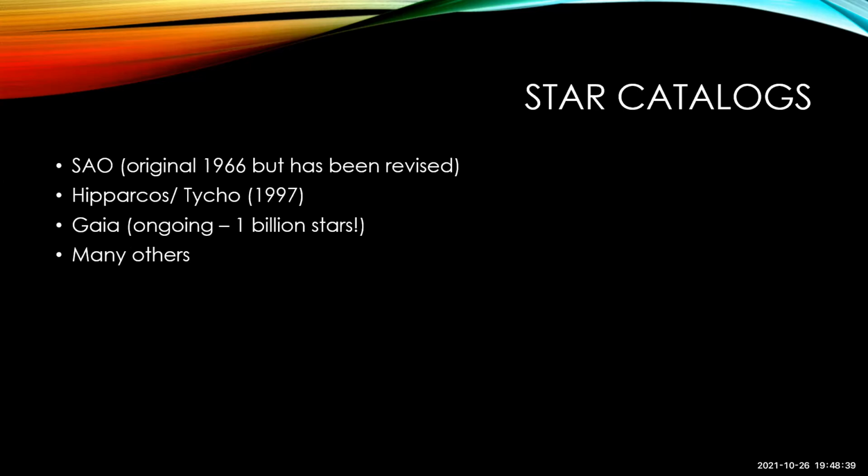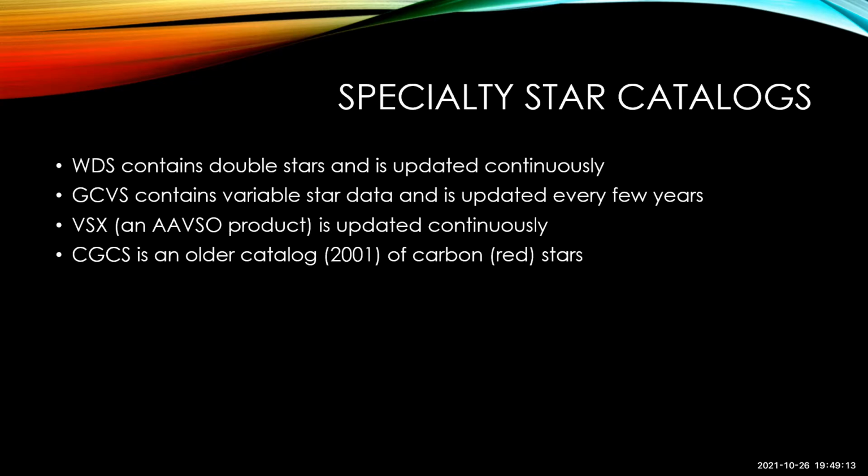And the one you've probably read about that's going on now is Gaia. The Gaia mission is a satellite that's taking a lot of pictures of a lot of stars. And as the data is received and mushed, they release dumps of all this Gaia star data. It's an enormous amount of data, and it is an ongoing project. And as with the others, there are many, many other star catalogs, many. There are some specialty catalogs that you should know about.